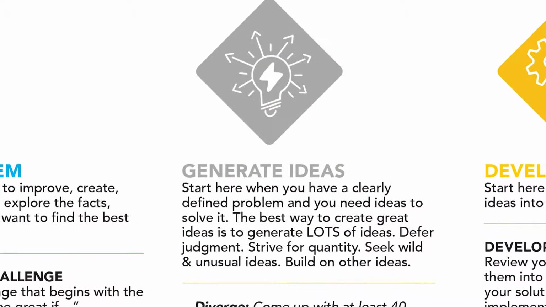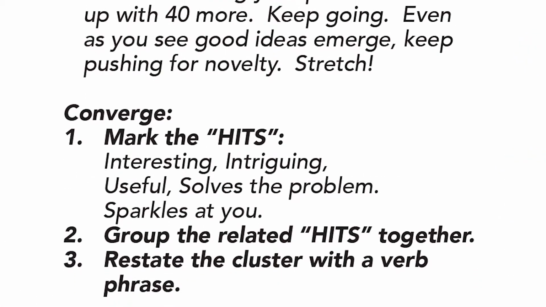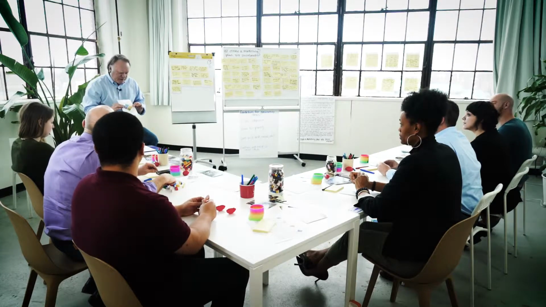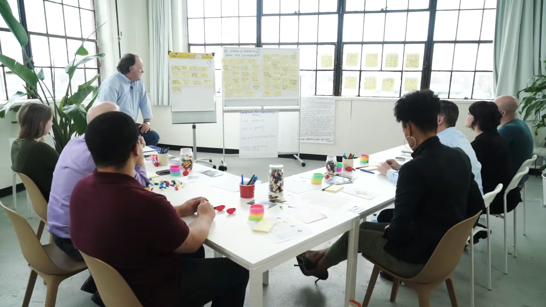Here's where we're at in the creative problem-solving process. We're still in the Generate Ideas stage, but now we're converging. It looks like we've generated about 134 ideas between stick-em-up brainstorming, or brainstorming with Post-its, and brain writing. We did that in about 11 minutes.